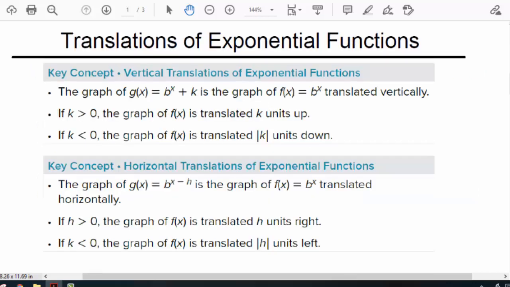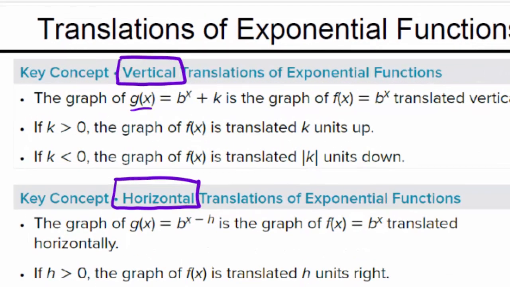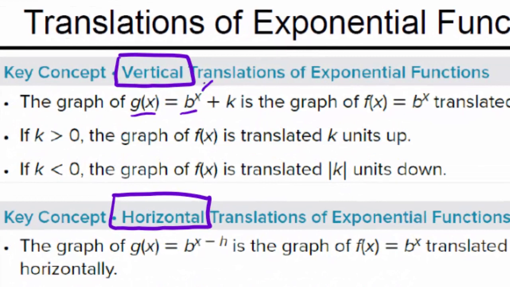Okay, so the first thing we're going to look at is translations of the exponential functions, and we've got two types here. We've got a vertical translation and we've got a horizontal translation. Now if you look at the first one, vertical, if we have g of x represents b to the x, remember x is the exponent, that's what makes it exponential. If we have a plus some value outside, which we'll call k, then that's a vertical translation. Okay, it's the graph of f of x that equals b to the x translated vertically by k.